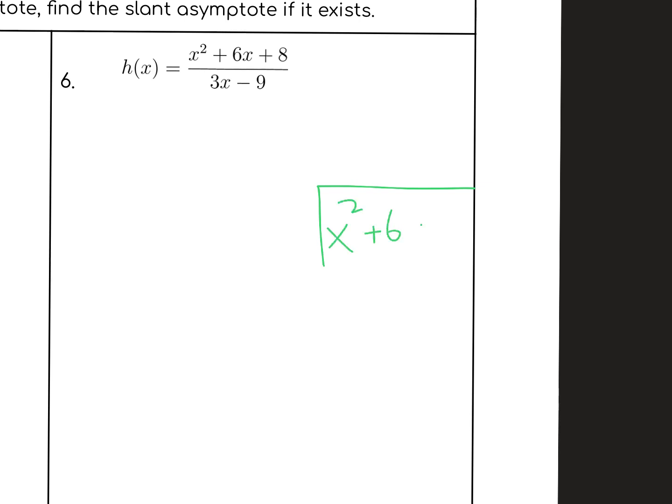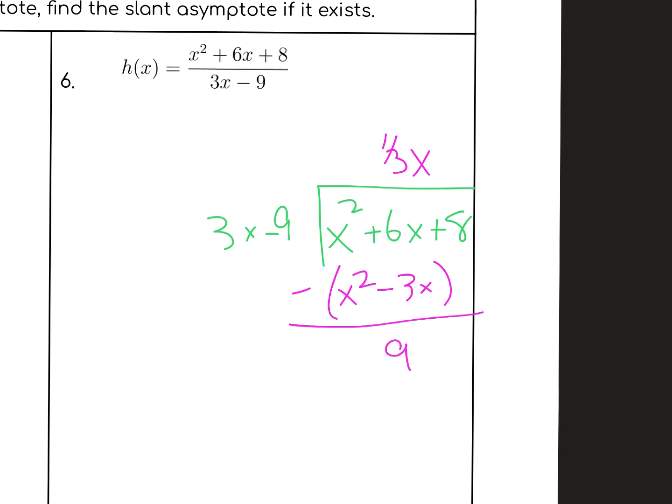X squared plus 6x plus 8 divided by 3x minus 9. So to turn 3x into x squared, I need to multiply by 1/3 x. That's a spicy one. I like that. And that's going to be x squared minus 3x. Subtract down, I'll get 9x plus 8. And 3 times 3, so that's going to be plus 3.